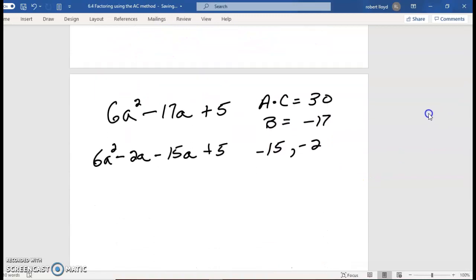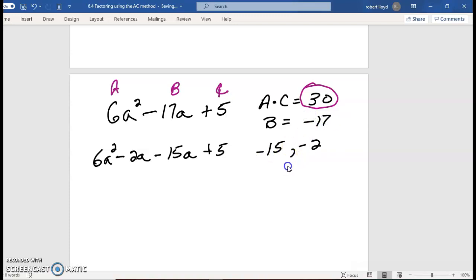We're going to do a few more of these to make sure you get the idea. So this is our A term, that is our C term, and this is our B term. So A times C here is 30. So we need to look at two factors of 30. In other words, two numbers that multiplied give us 30, and when added give us negative 17.